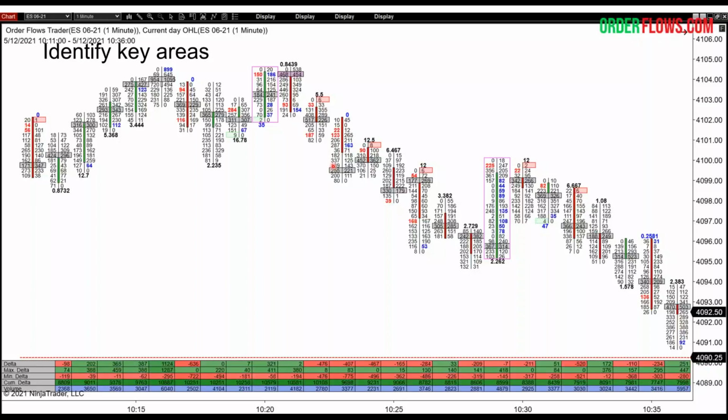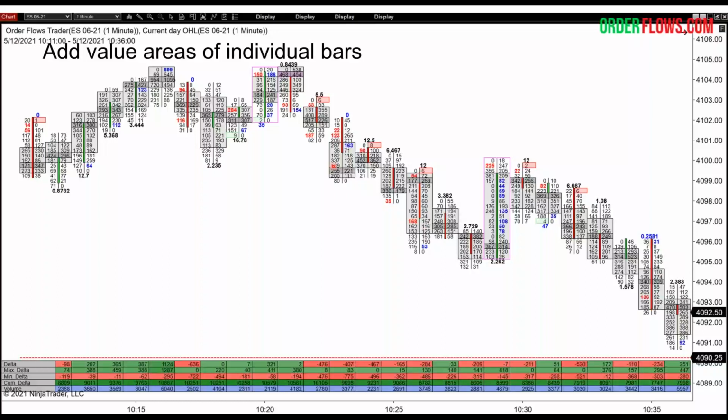Now, the next thing I'll talk about is the value areas of the bar. You can see these bigger boxes around a bar. That's the value area. So this is the value area high, this is the value area low, just as this is the value area high, this is the value area low, this is the value area low, and this is the value area high. But what else do we have? Well, we've got a gap in the value area, from the value area low here to the value area high here.